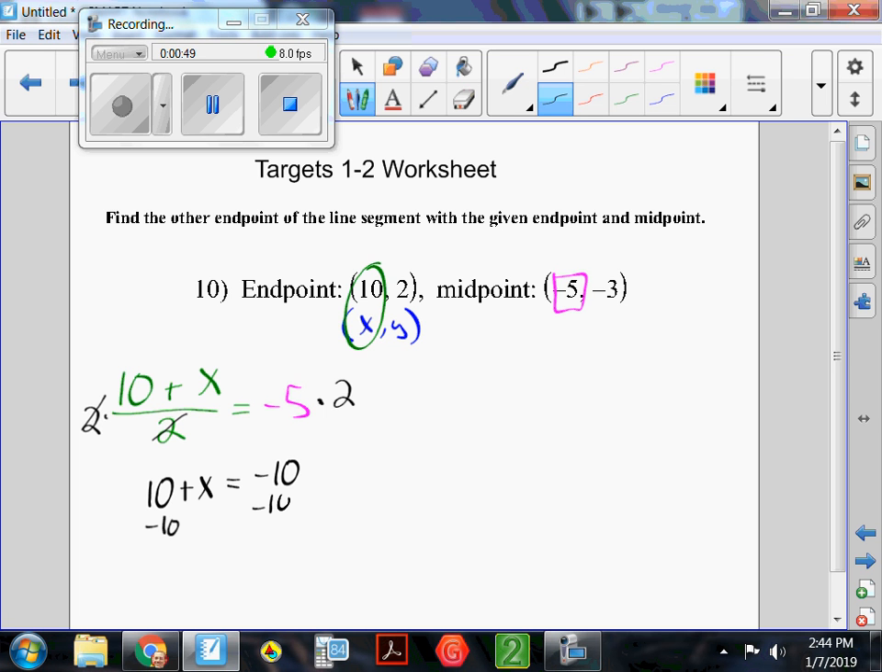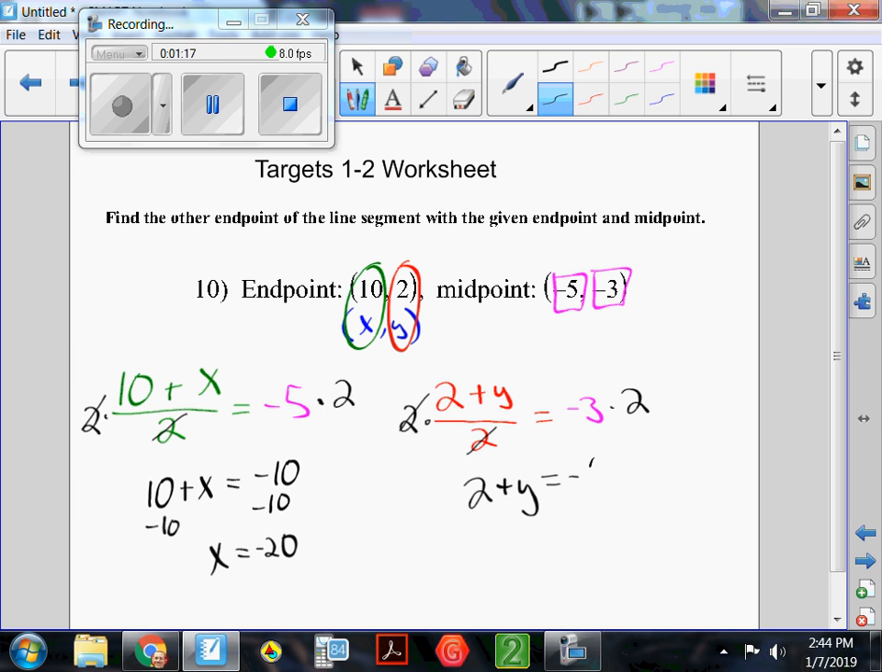Subtract 10 on both sides, and I get x equals -20. So -20 is the x-coordinate of the midpoint. Sorry, the x-coordinate of the other endpoint. I can do the same thing with the y values. 2 plus y divided by 2 is going to equal the y-coordinate of the midpoint, -3. Solving this equation by multiplying by 2 gives me 2 plus y is equal to -6. So y equals -8. So the other endpoint is at -20, -8.